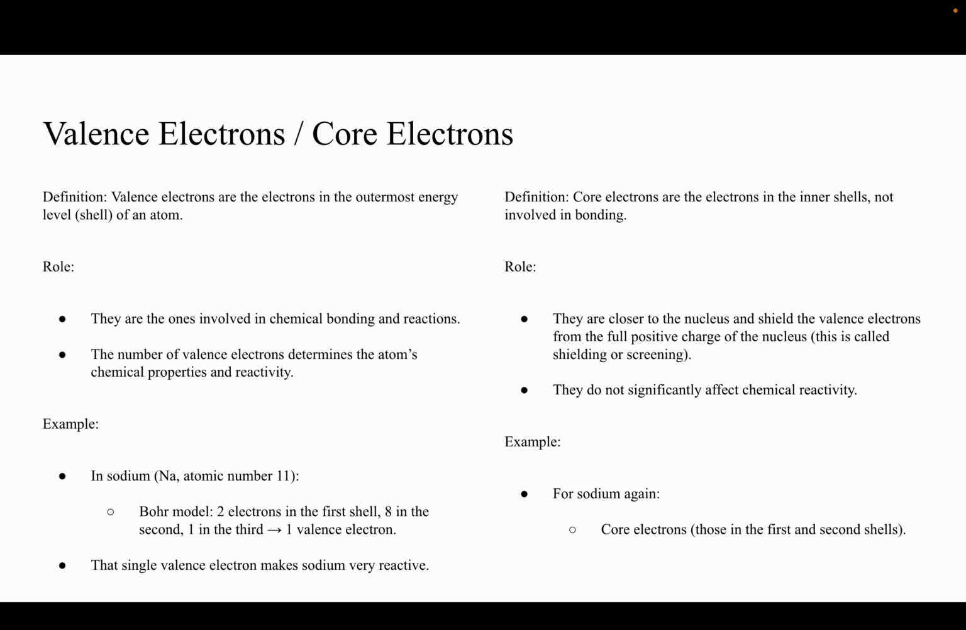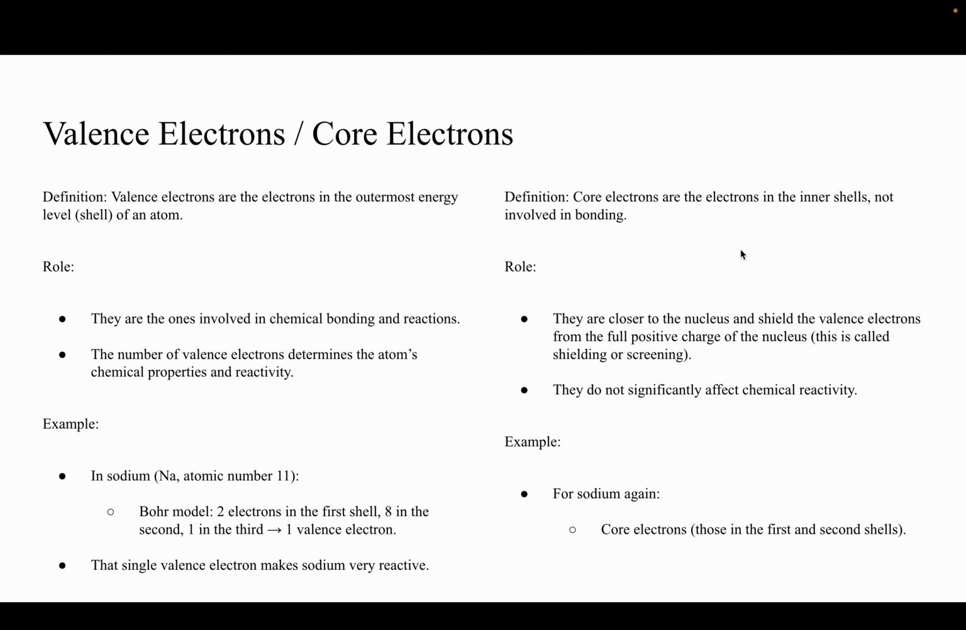So for example, in sodium, which has an atomic number of 11, how this relates to the Bohr model: 2 electrons in the first shell, 8 in the second, and 1 in the third, and this 1 electron in the third energy level will be the 1 valence electron, since it is in the outermost energy level of this specific atom.